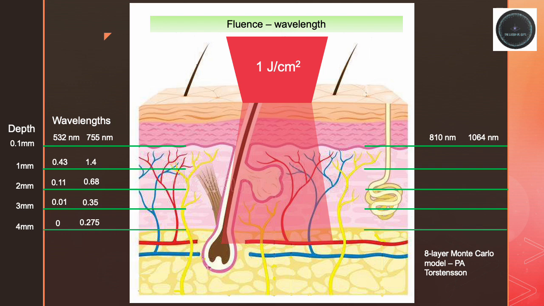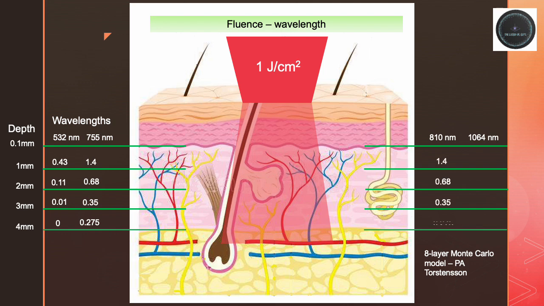Then when you get down to 2 millimeters depth, the fluence has dropped to 0.68 joules per square centimeter, and then it's down to 0.35 at 3 millimeters, and then 0.275 at 4 millimeters depth. So you can see already the difference between the 532 beam and the 755 beam is quite significant. Whereas the 532 energy really doesn't get too deep at all, the 755 is still delivering a fairly significant amount of fluence down to the deeper parts of the dermis.